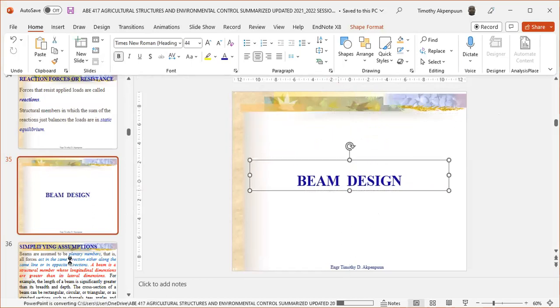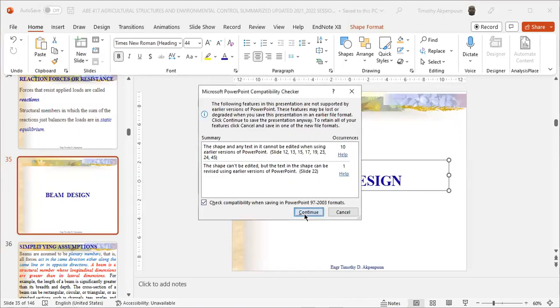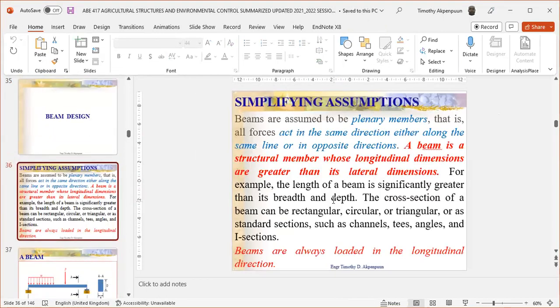So what are the assumptions? It says beams are assumed to be planar members. That is, all forces act in the same direction, either along the same line or in opposite direction.